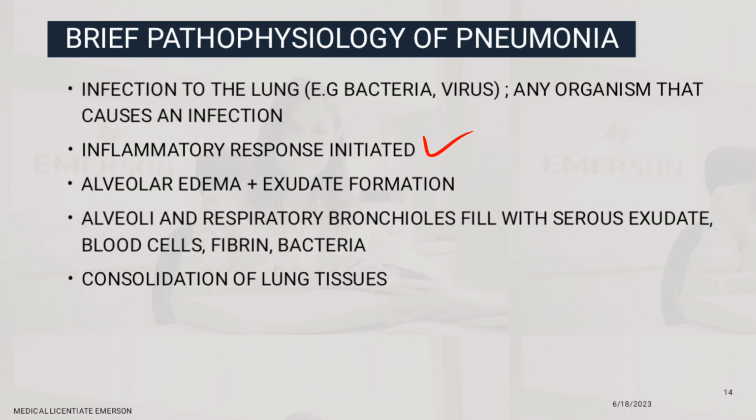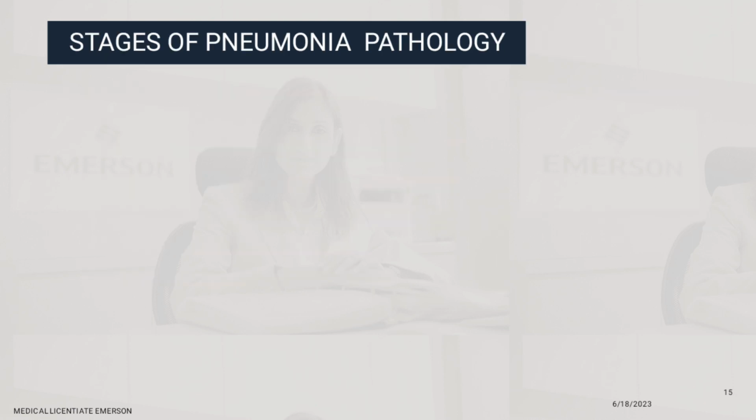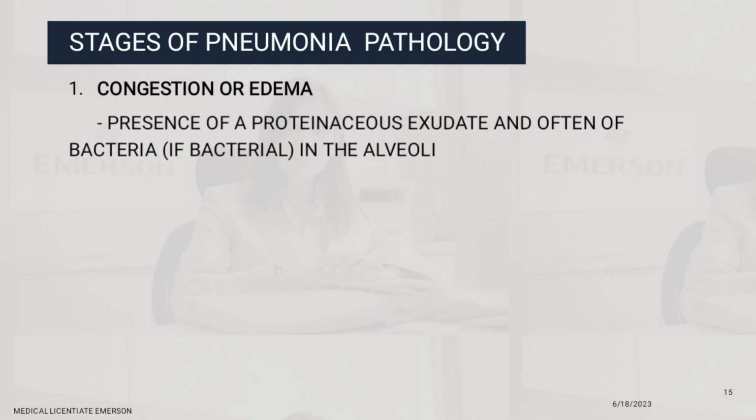That's the brief pathophysiology. Then in terms of stages of pneumonia pathology, stage number 1 is congestion or edema. Under congestion or edema, we can have presence of a proteinaceous exudate and often of bacteria, if it is bacterial, which is in the alveoli.